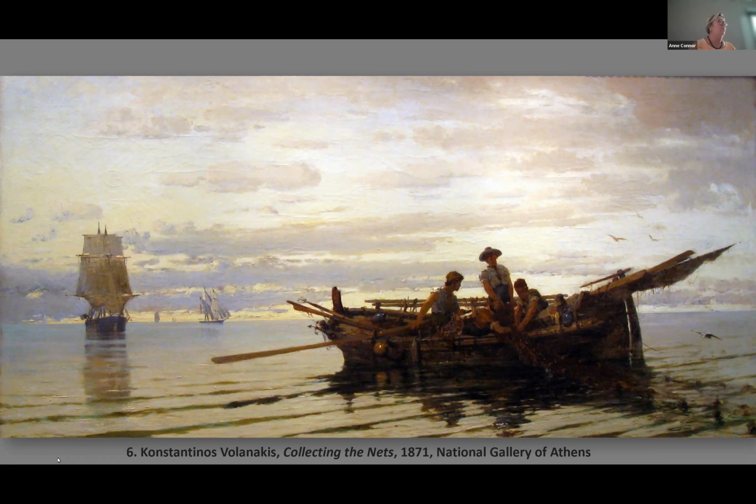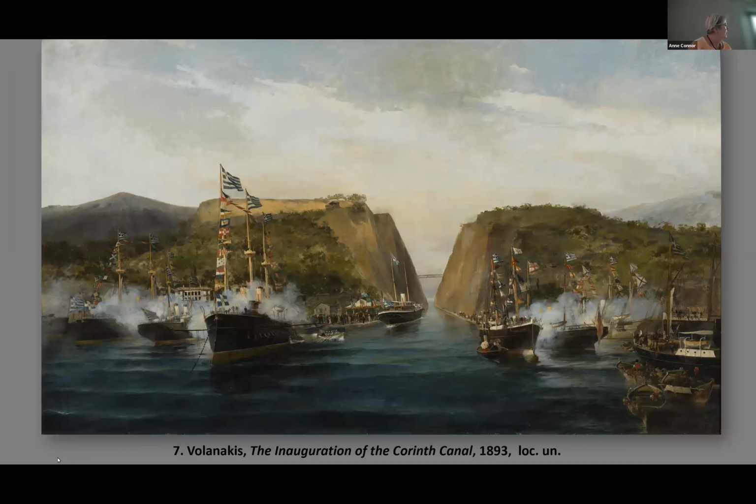He also did some more official paintings because he was quite recognized by the authorities. And this is an interesting point, the inauguration of the Corinth canal that had been dug, and you can see where they come from.